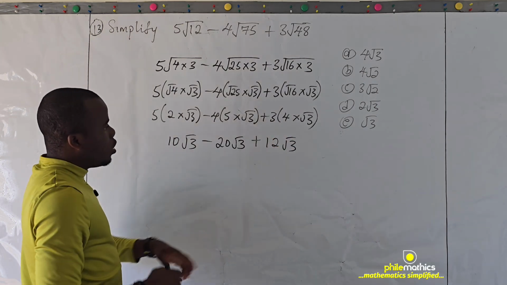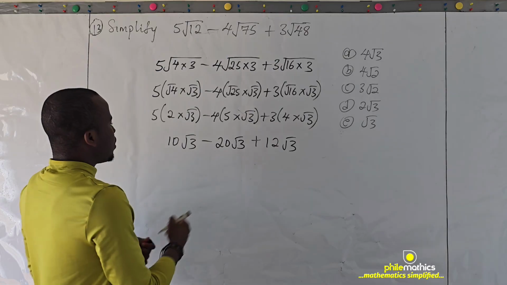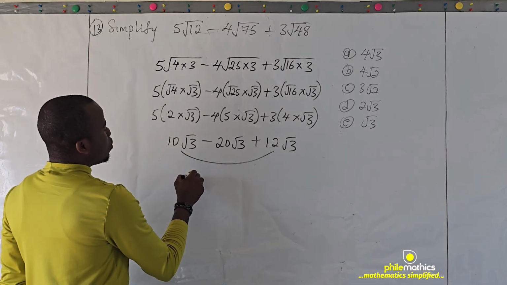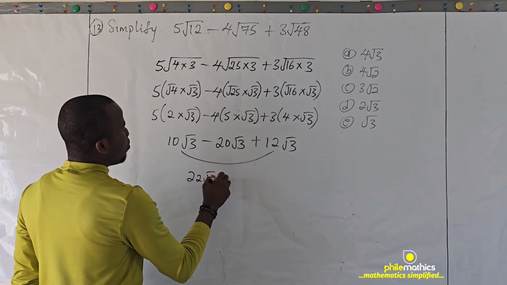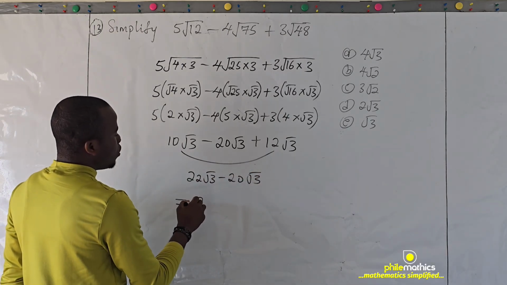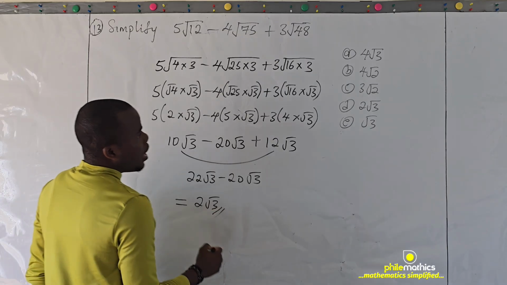And so we can easily add and subtract. 10 root 3 plus 12 root 3 is 22 root 3 minus 20 root 3. And finally, this is simply 2 root 3. And that's D.